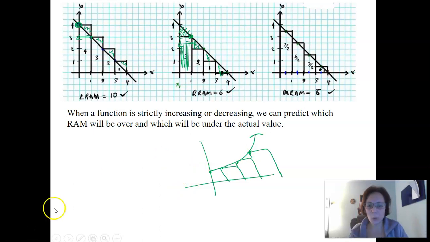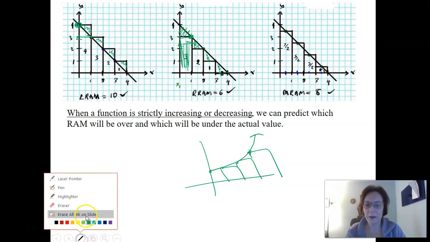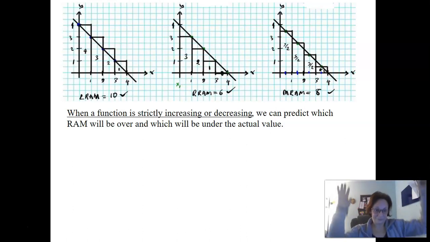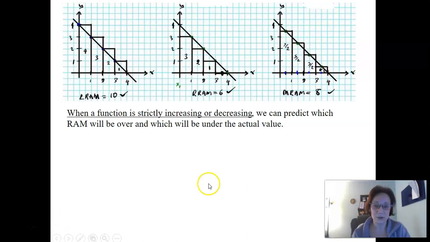But that's only going to work if we have a function that's either always increasing or always decreasing. If it's consistently increasing, then we know which side to line up on if we want to be overestimating or underestimating. If it's consistently decreasing, we know which side to line up on, right? If we want an overestimate, line up on the high side. If you want a low estimate, line up on the low side. But most functions aren't, right? Most functions increase and decrease and have intervals.